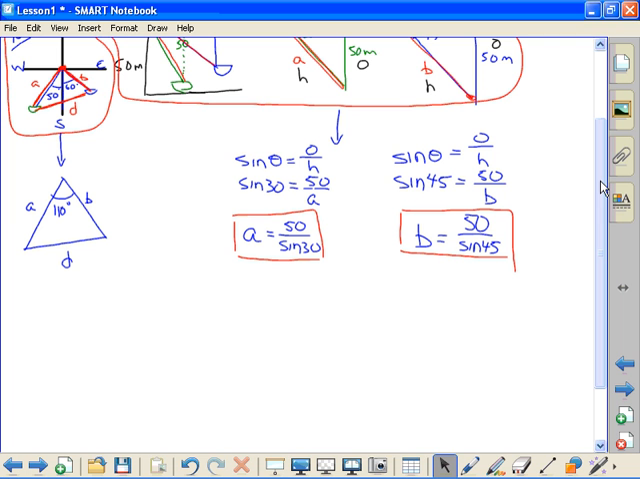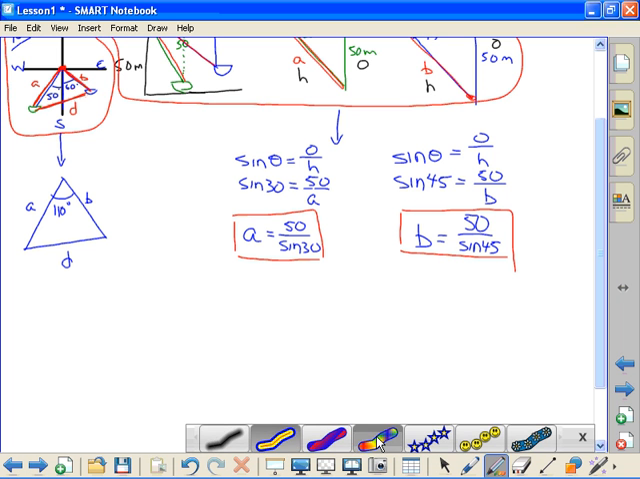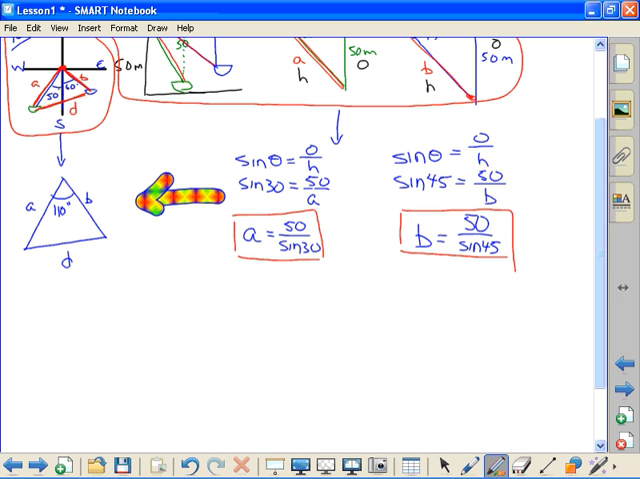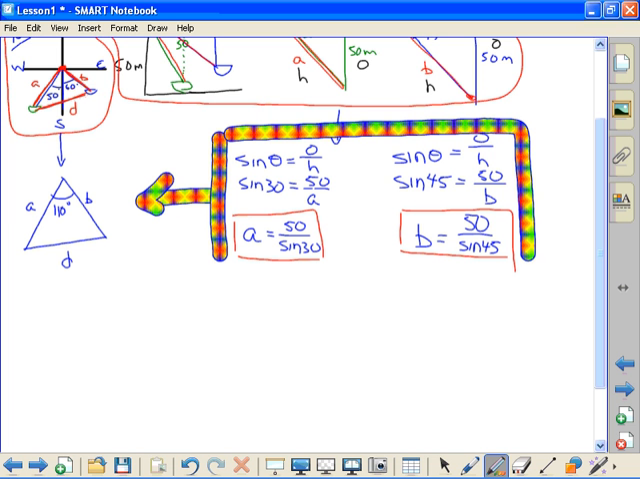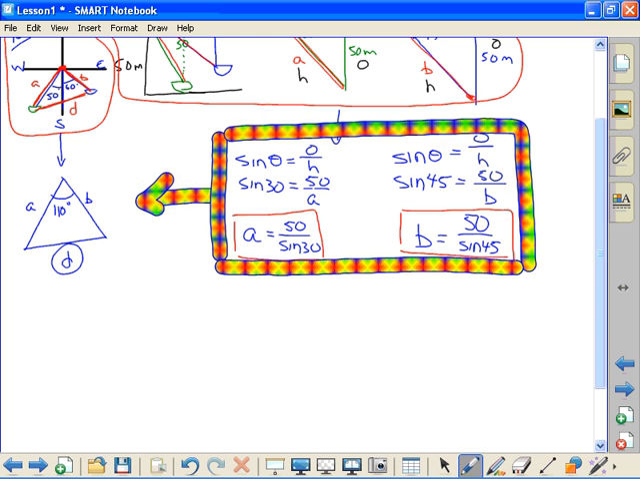So we have enough information now to go back to our final step here. And our final step is to solve for length D. That's what we want to solve for. How are we going to solve D if I know A and B? Well, it's a non-right triangle. So that means I'm going to have to use sine or cosine law. And I have two sides containing an angle, so I'm going to have to use cosine law.